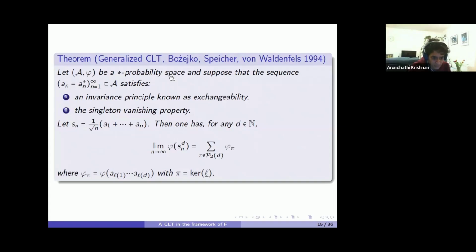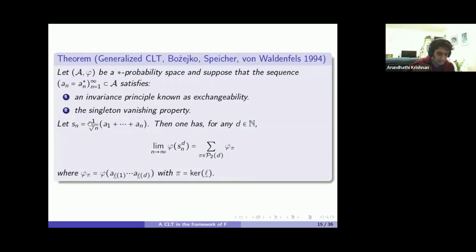(A, phi) is a star probability space. And then you have a sequence of self-adjoint random variables, which now, instead of satisfying some kind of independence, satisfy an invariance principle called exchangeability. This just means that joint distributions remain the same when you permute the indices. So this is what an exchangeable sequence of random variables is.